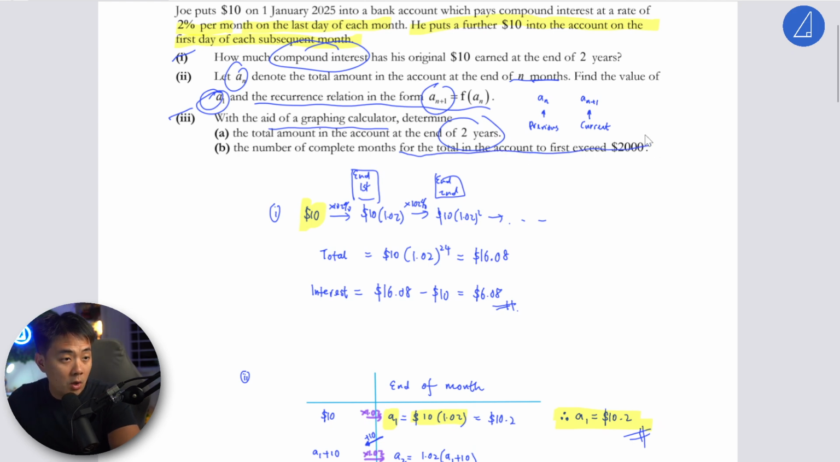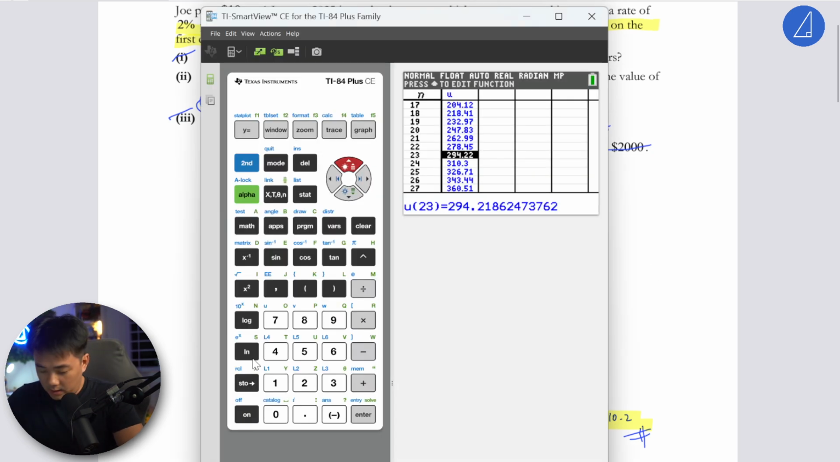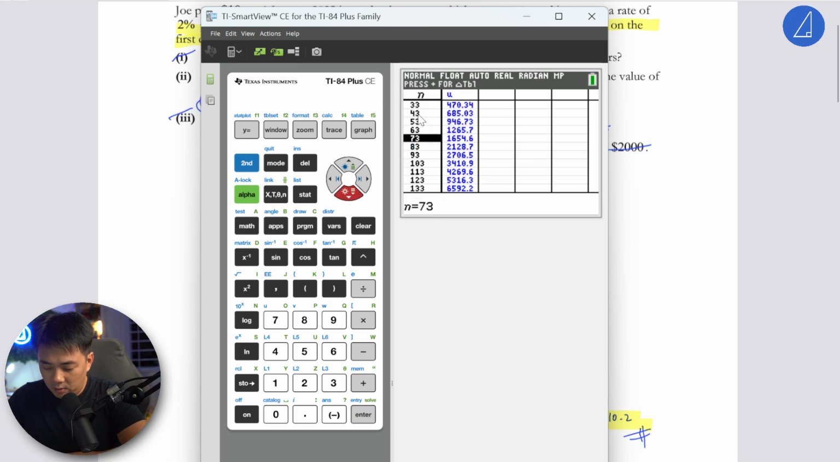Subsequently, the number of complete months for the total of the account to first exceed $2,000. So you need complete months, right? So obviously we just scroll down to the term there which has more than $2,000. If it takes very long, instead of just slowly scrolling through, remember, you can just increase the table value by 10. You see this increase 43, 53, 63. So we need this to be 2,000, right? Alright, so this will be around here, 83 here.